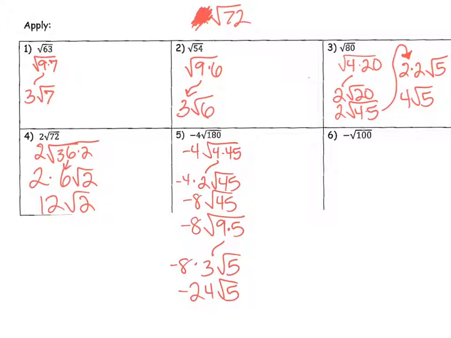Oh, 6 is easy. What's the square root of 100? 10. -10. You're done. That was nice. 100 comes out as 10. Cool. The next ones I'm jumping to, can you guys go to 14? Turn the page.